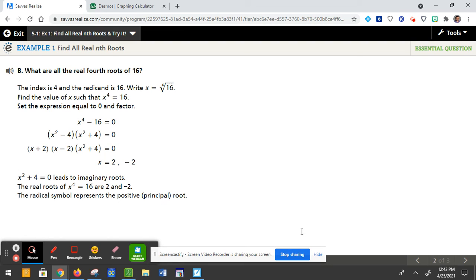x squared plus 4, if you solve by taking the square root, you take a square root of a negative, and it's imaginary. So the real roots are 2 and negative 2. If you just wrote it as the fourth root of 16, that would only represent the principal root. So it would only represent the positive one. But if you wrote it as an equation and solved it, 2 and negative 2 are both solutions.